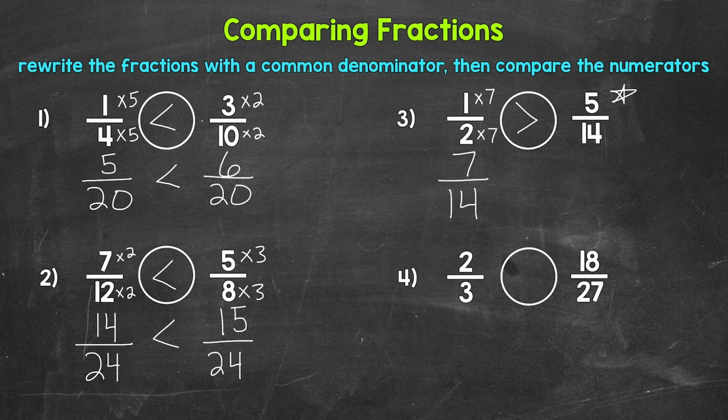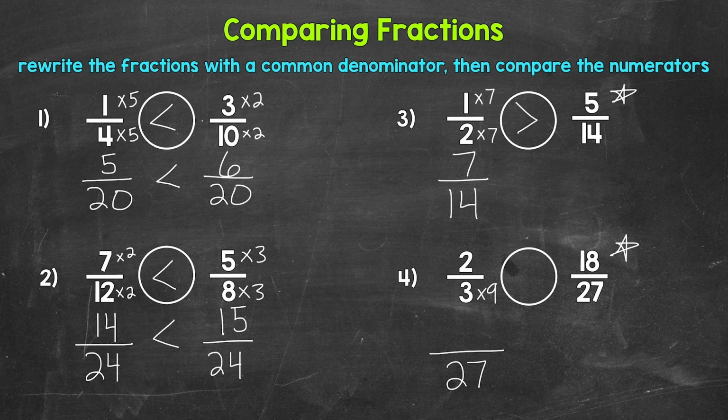Lastly, taking a look at number 4, we have 2/3 and 18/27. So we need a common denominator here. The least common denominator for 3 and 27 is 27. 18/27 already has that common denominator of 27. So let's rename 2/3.